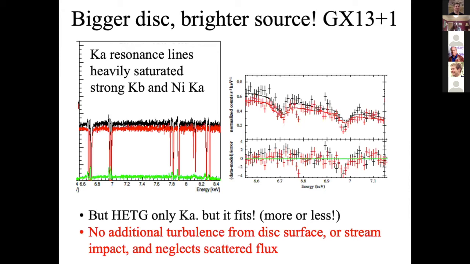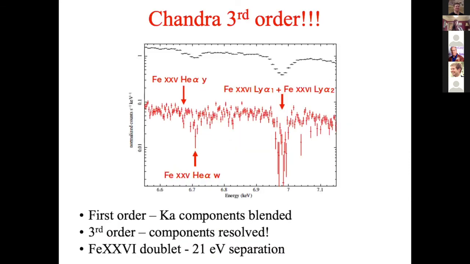We've neglected this scattered flux, which I told you was important. We've neglected it in terms of the ionization balance and in terms of irradiation of the disk as well. And I suspect that wasn't a good plan. Nonetheless, we're getting a good-ish description. But we really want to do better.